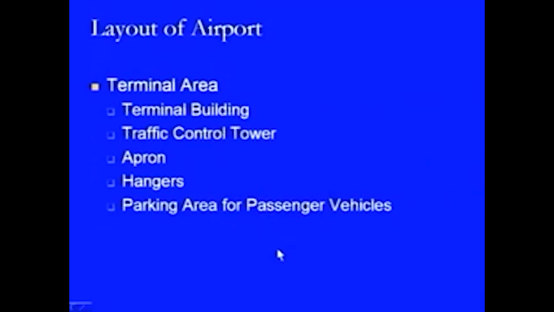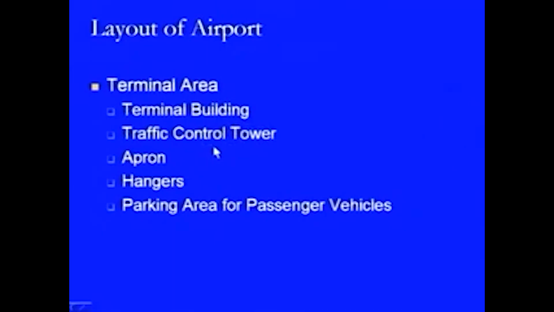Now, we come to the type of the layout of any airport. In the case of any layout, one thing which we are discussing is the terminal area, because the rest of the things we have seen in the previous diagrams, and we have also discussed in the previous lectures. So, here in the case of the terminal area, we have the terminal building, the traffic control tower, the apron, hangars, and the parking area for passenger vehicles. We have already discussed the aprons, and we will be discussing the terminal building.